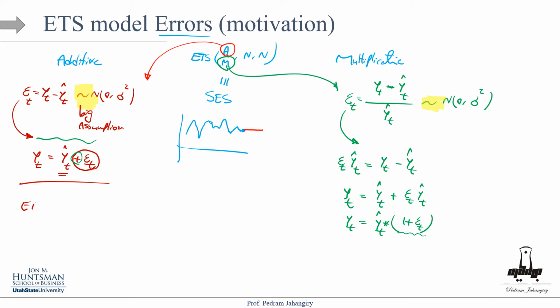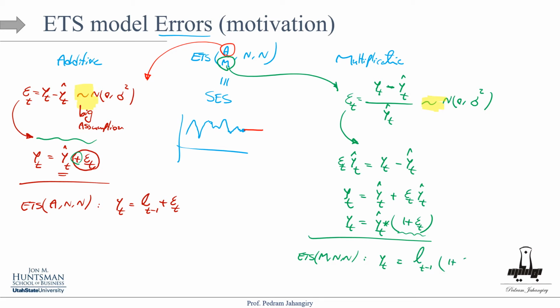ETS, additive error, no trend, no seasonality. Our forecasting equation is going to be something like this. Actually our yt is going to be l t minus 1 plus some errors. Okay, and then here our ETS multiplicative error, N, N is going to be what? yt. Because remember, what is y hat? The y hat is coming from our SES. In the previous slide, we saw that it was l t minus 1, right? So this is going to be equal to l t minus 1 times (1 plus epsilon t).